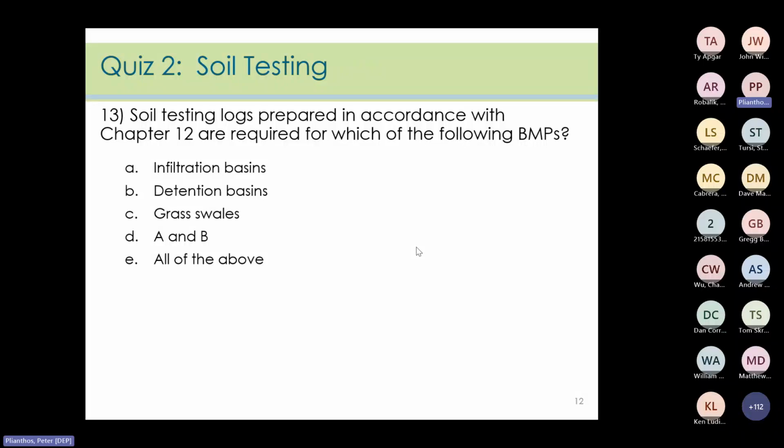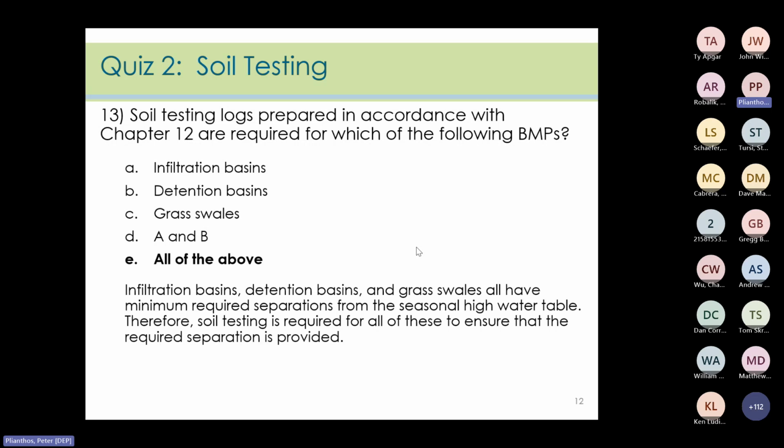Question 13. Soil testing logs prepared in accordance with Chapter 12 are required for which of the following BMPs? And the correct answer is all of the above. They all have a minimum separation from the seasonal high water table, which you can find in their respective BMP manual chapter. Soil testing would therefore be required for all of these to ensure that they meet the required separation.